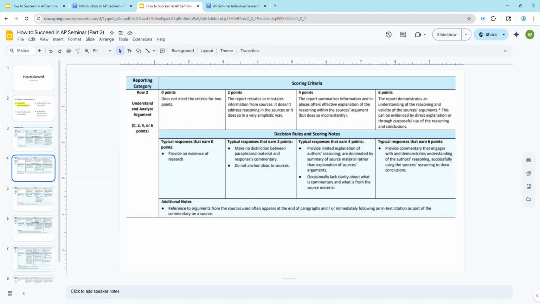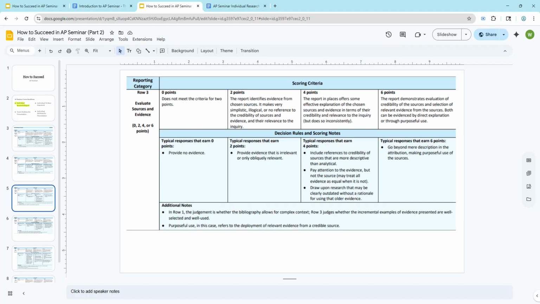Row 2. Understand and analyze argument. 6 points. The report demonstrates an understanding of the reasoning and validity of the source's arguments. This can be evidenced by direct explanation or through purposeful use of the reasoning and conclusions. Typical responses that earn 6 points provide commentary that engages with and demonstrates understanding of the author's reasoning, successfully using the source's reasoning to draw conclusions.